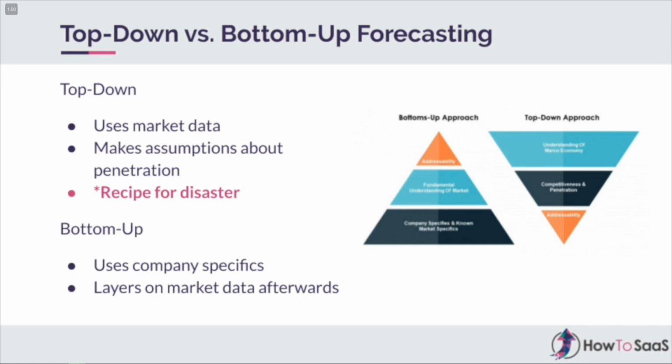If you've ever seen an episode of Shark Tank, you'll often see entrepreneurs say something like, this market is worth $4 billion annually. Even if we capture just 1% of that market, we'll be a huge company. This is an example of a top-down approach, and this is often a recipe for disaster. Unless you're a company that is massive and operates on a global scale, macroeconomic data often has little correlation to how exactly the company will perform.